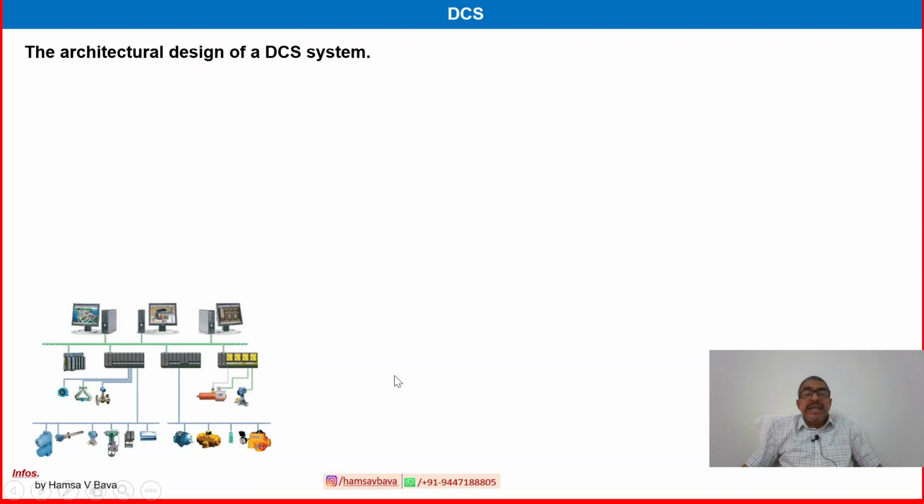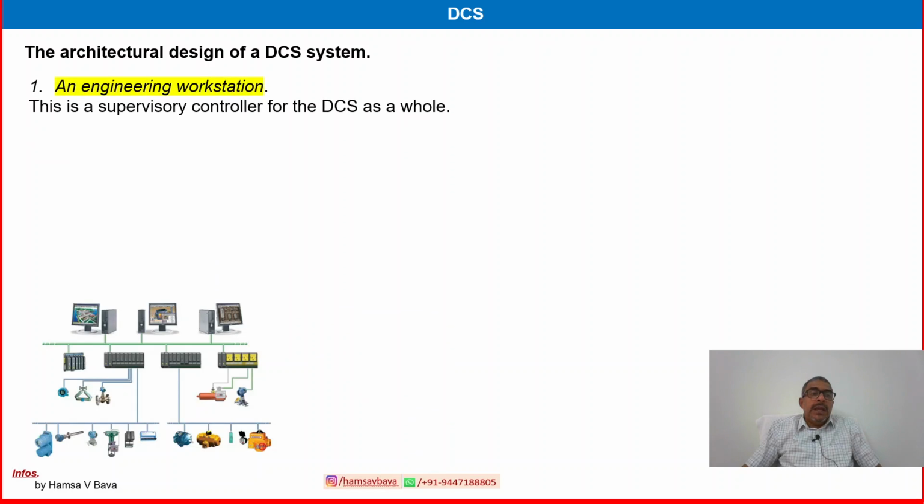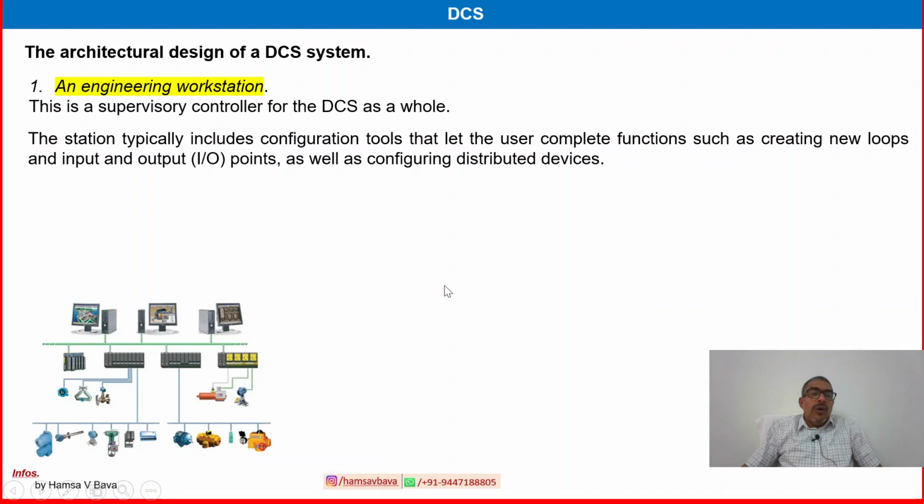The architectural design of a DCS system. Number one, an engineering workstation. This is a supervisory controller for the DCS as a whole. The station typically includes configuration tools that let the user complete functions such as creating new loops and input and output points, IO points, as well as configuring distributed devices. This area is called the engineering station. This LER is called the engineering station. Some parts may be in the CCR also, but the core area is in this area, LER, local equipment room.